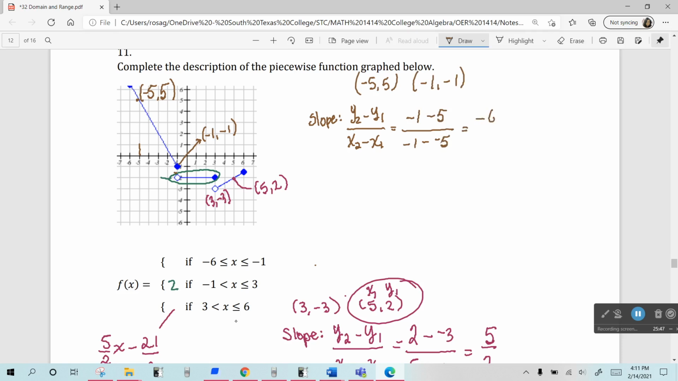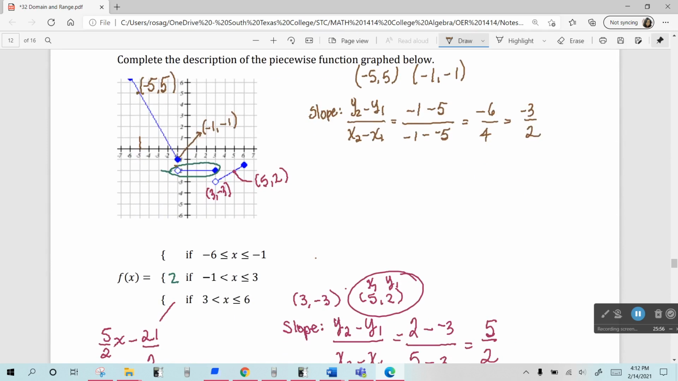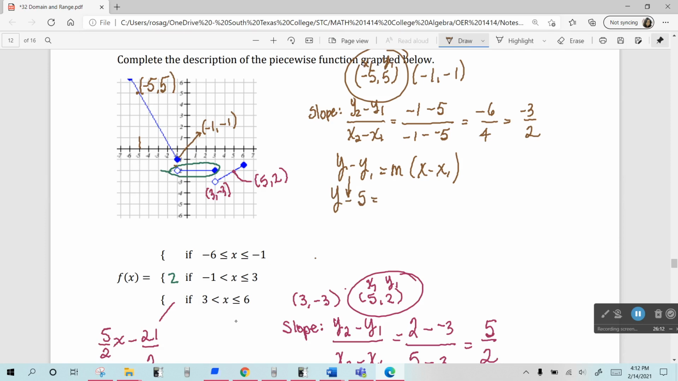So that's going to be -6/4, which is -3/2. And then we do y. I'm going to put these: this is going to be my x1, y1, and the slope, my x.